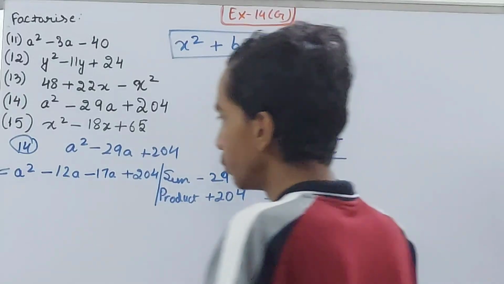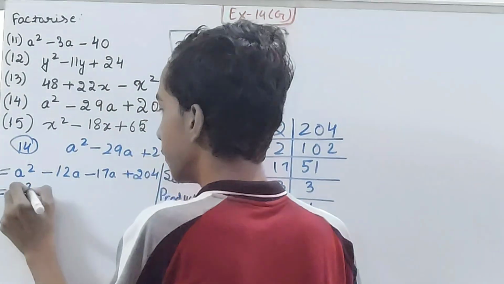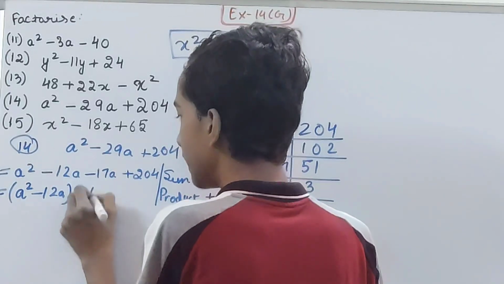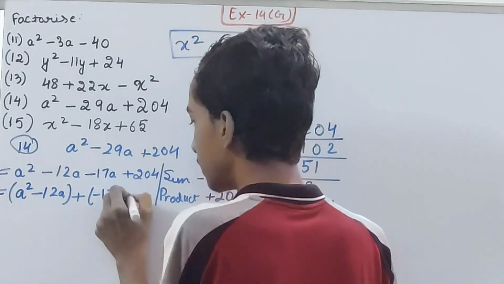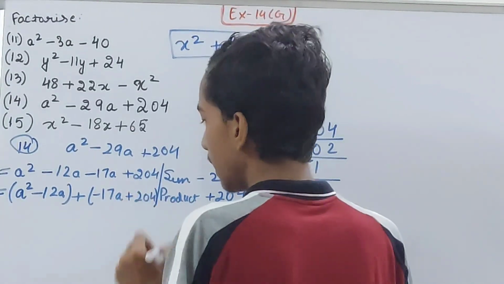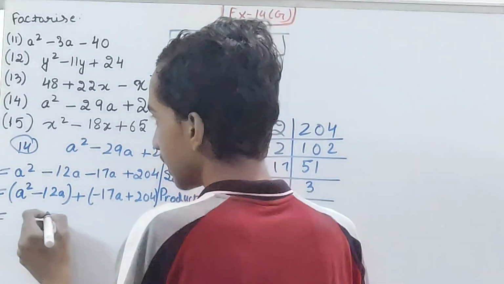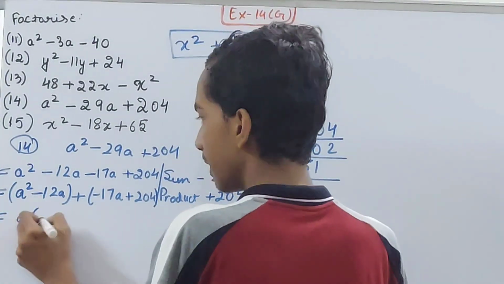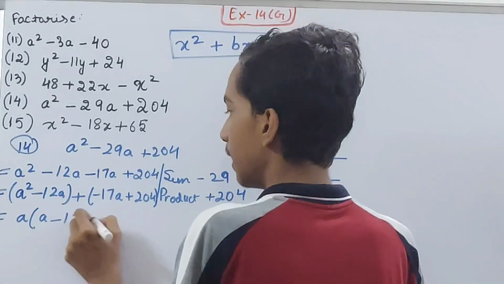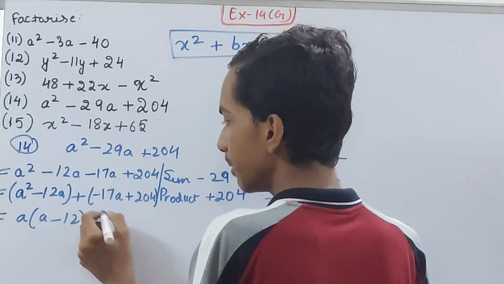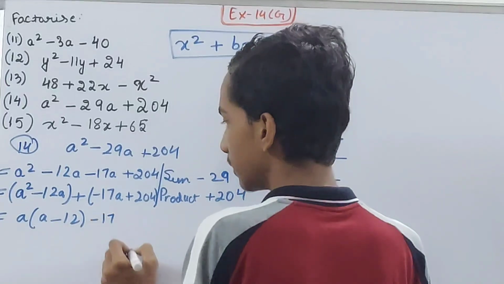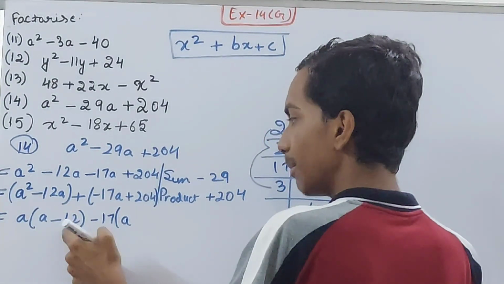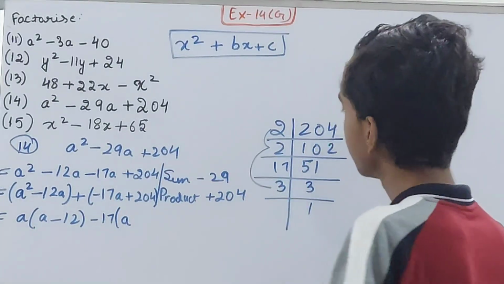Now you can make the groups also. We have a square minus 12a in one group and minus 17a plus 204 in another group, right? This is going to be what? Let's see. Take a outside the bracket from here, a minus 12, and minus you can take outside the bracket and 17 you can take outside the bracket. So a will be left here. 204 goes how many times by 17? We have just done it here.